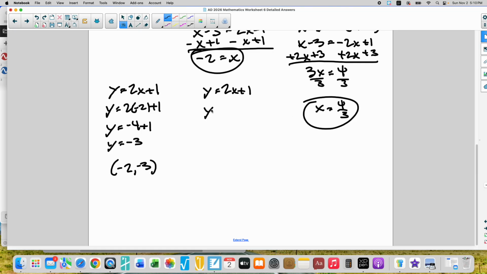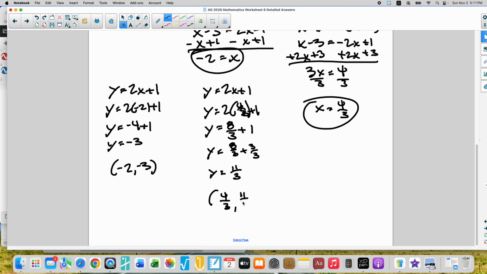Let's plug in our 4/3. 2 times 4/3 is 8/3, plus 1. That gives you 8/3 plus 3/3, which is 11/3. And that would give us 4/3, 11/3. So these are my two solutions.